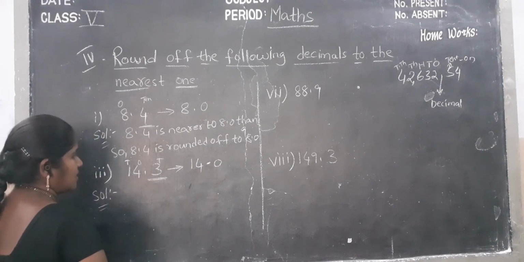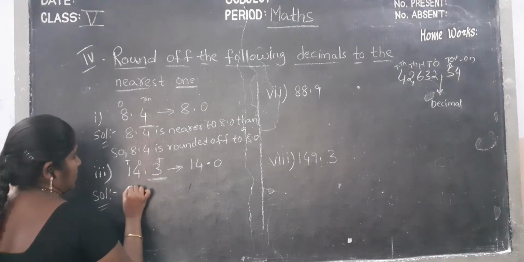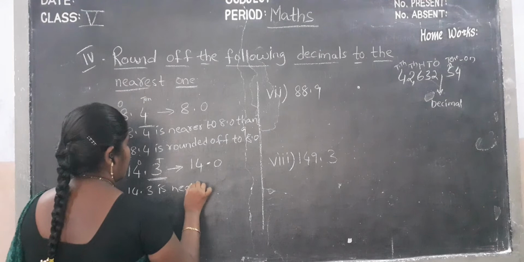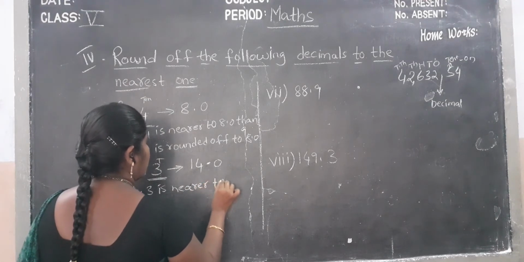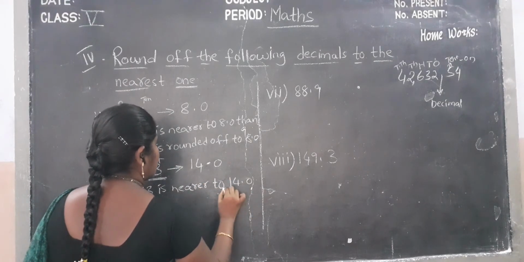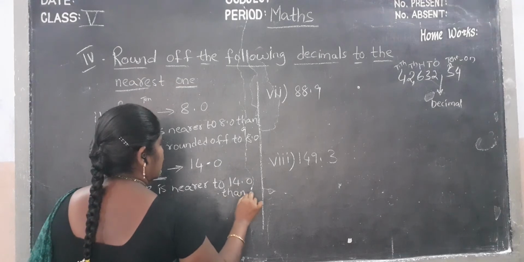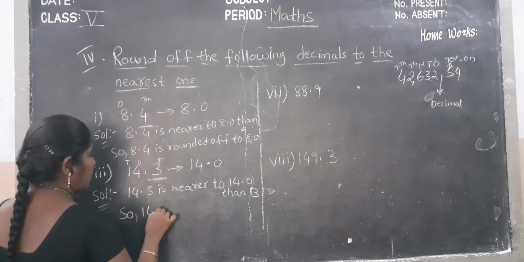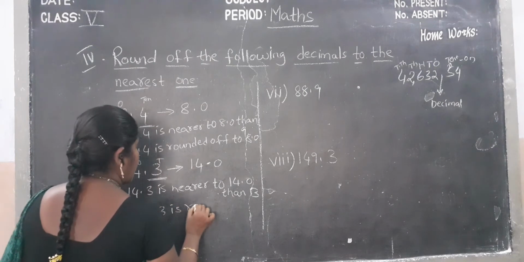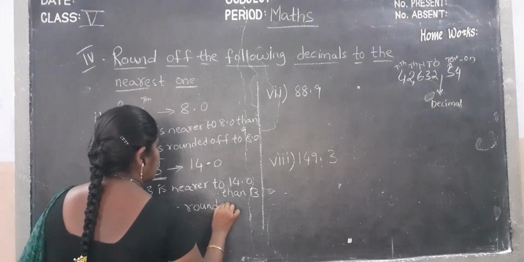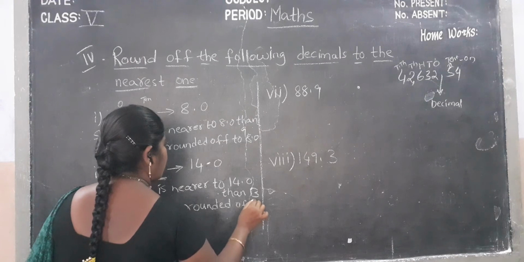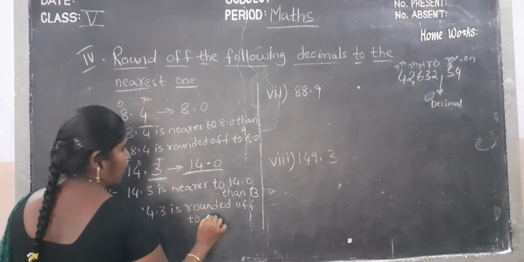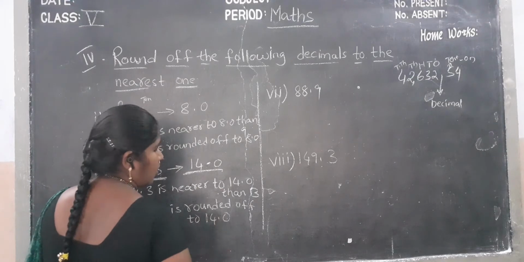How to write, children? 14.3 is nearer to 14.0 than 13. So 14.3 is rounded off to, what is the number, children? Rounded off to 14.0. Okay children.